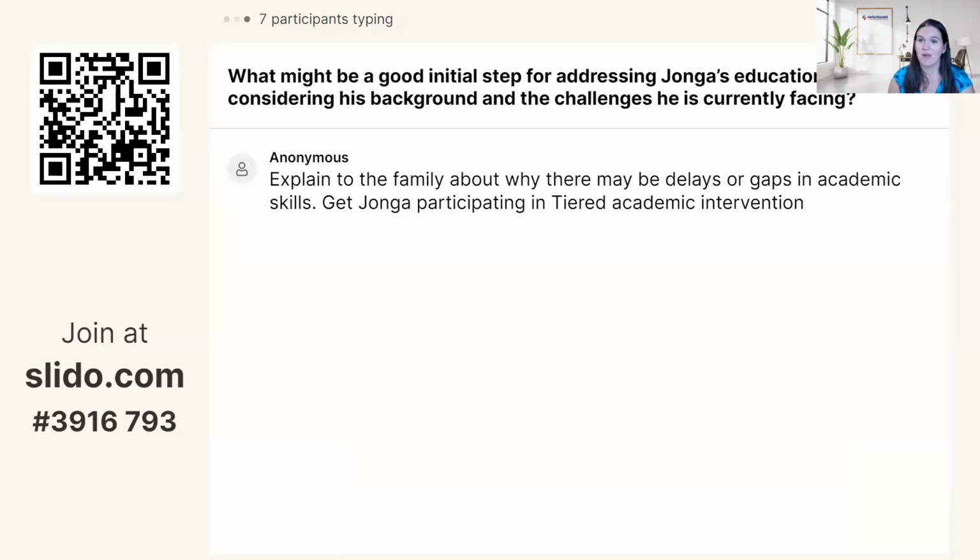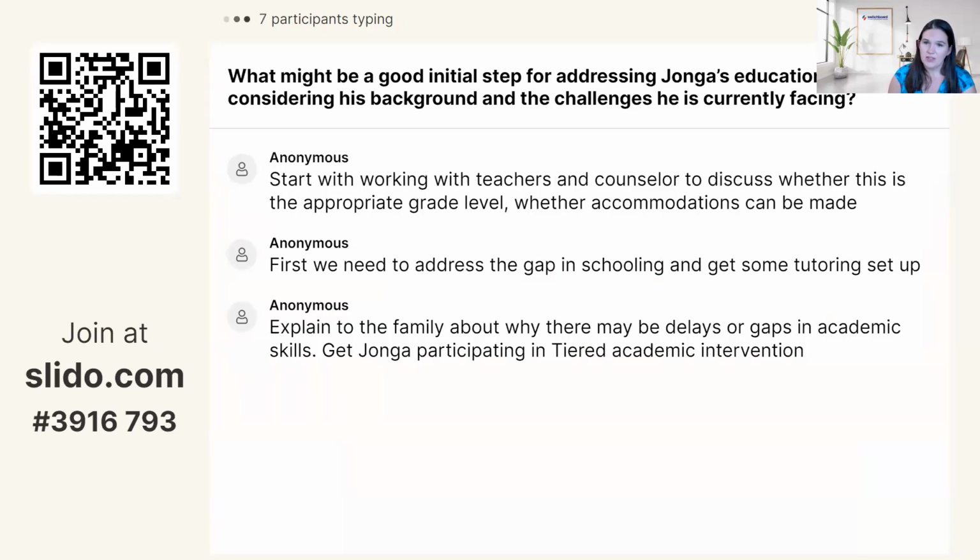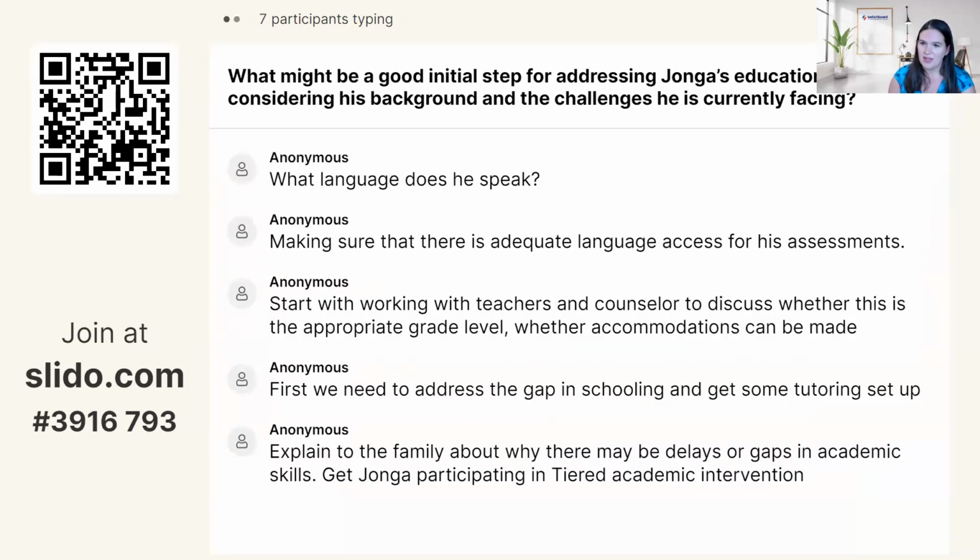Explaining to the family about why there may be delays or gaps in academic skills and help get him participating in tiered academic intervention. Yeah, first needing to address the gap in schooling and get some tutoring set up.